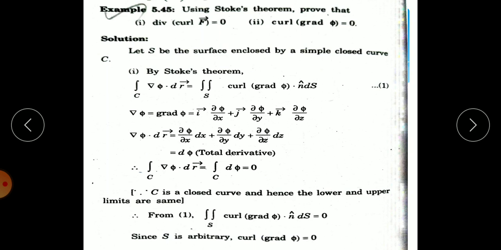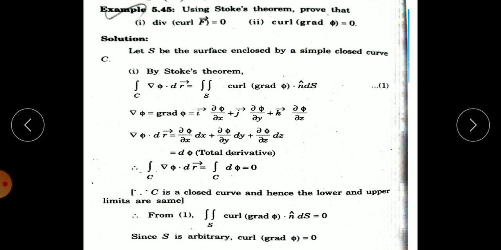Now we are going to find del phi, which is called grad phi. That is i vector into dou phi by dou x plus j vector into dou phi by dou y plus k vector into dou phi by dou z. This we have already seen in the previous classes. So del phi dot dr equals this vector dotted with dx, dy, dz: dou phi by dou x into dx plus dou phi by dou y into dy plus dou phi by dou z into dz. This can be written as the total derivative, d phi.